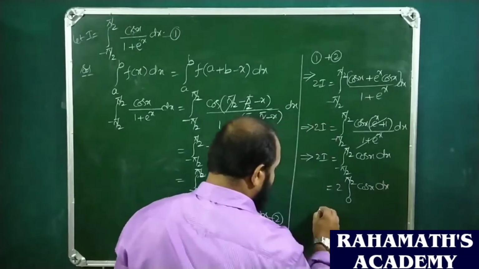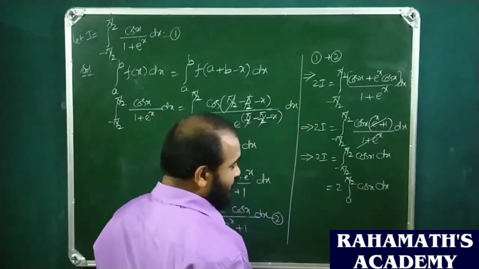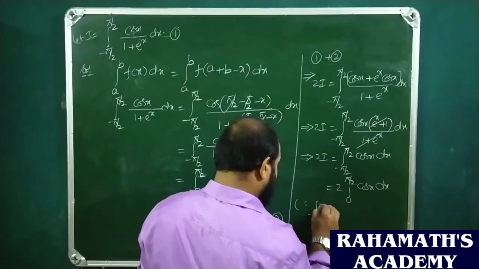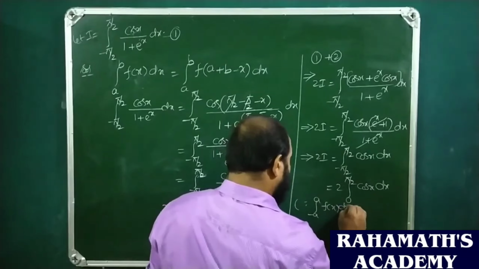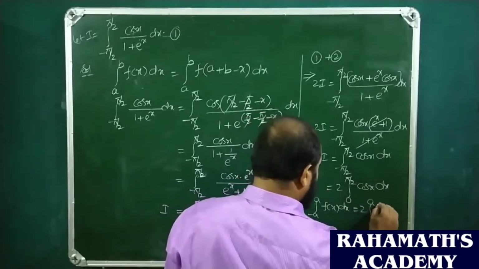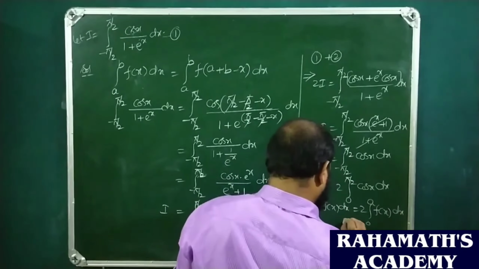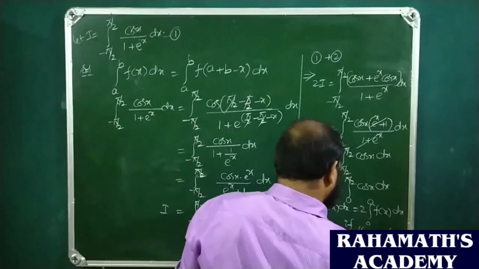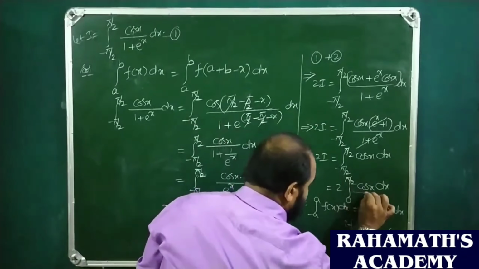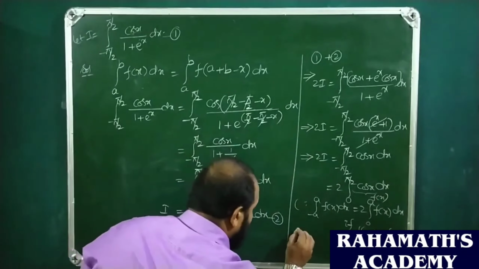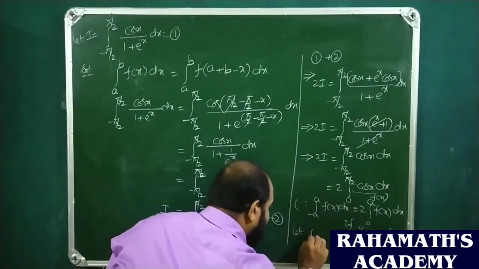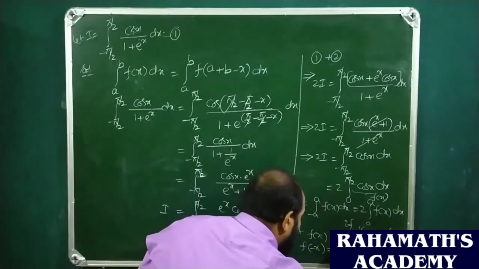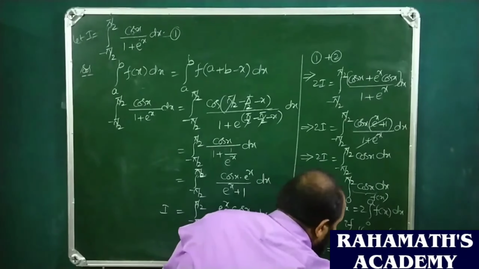In the beginning I have written that integral minus a to a f of x dx equals 2 integral 0 to a f of x dx, if f of minus x equals f of x. Here, you take this as f of x. So let f of x be equal to cos x. f of minus x equals what? Cos minus x. So cos minus x is what? Cos x.